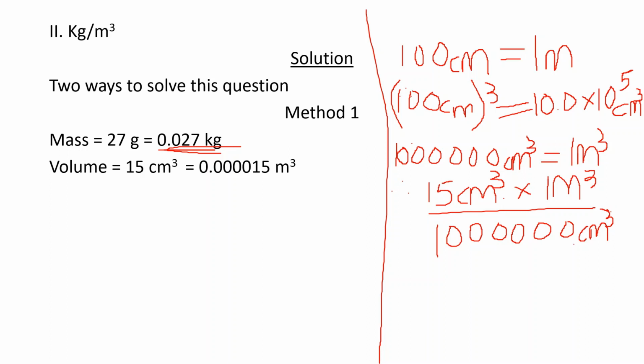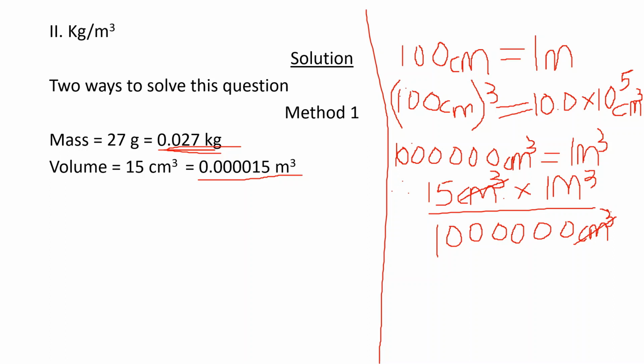So this centimeter cube will cancel this centimeter cube. So we have 15 times 1 meter cube, which will be 15 meter cube divided by 1 million. Then you will get 0.0000015 meter cube. So 15 centimeter cube is equivalent to 0.0000015 meter cube.